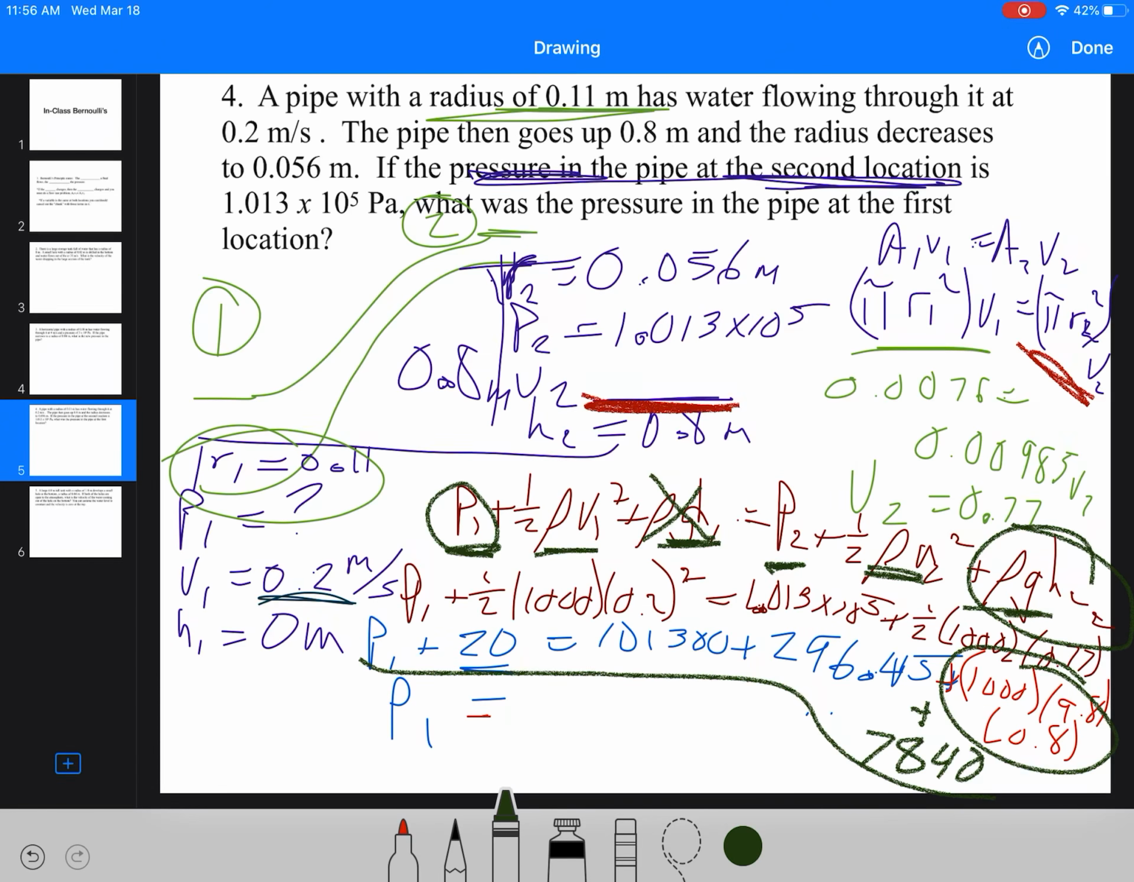Sorry about that. So we're going to subtract that 20 to the other side. So we're going to take 101,300 minus this 20. Then we're going to add that to the 296.45. And then we're also going to add 7,840. And then our final answer, I apologize for that mistake, is 109,416.5 pascals.